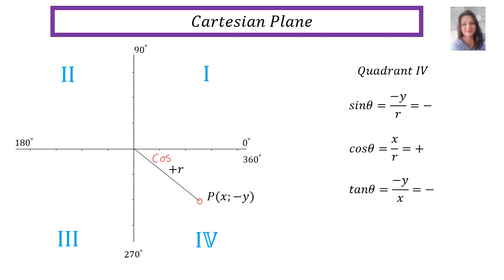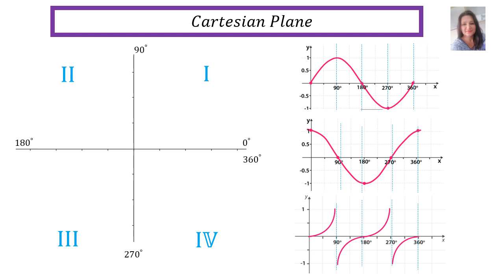Then, let's recap. In the first quadrant, all of them are positive. In the second quadrant, sin is positive. In the third quadrant, tan is positive, and in the fourth quadrant, cos is positive.